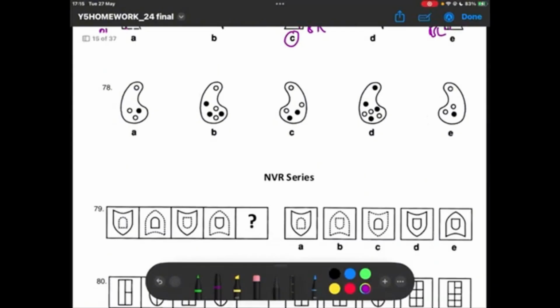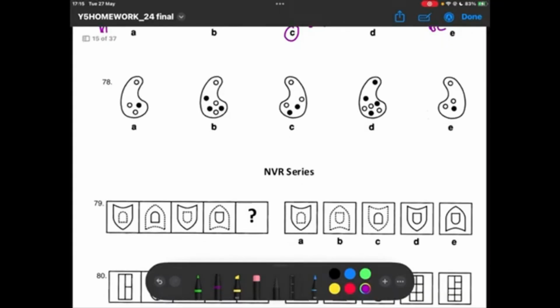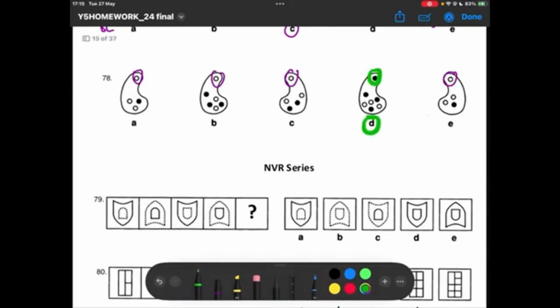Next question. So for this one, we've got the top circles are always white, but in D it's black, so D is the odd one out.